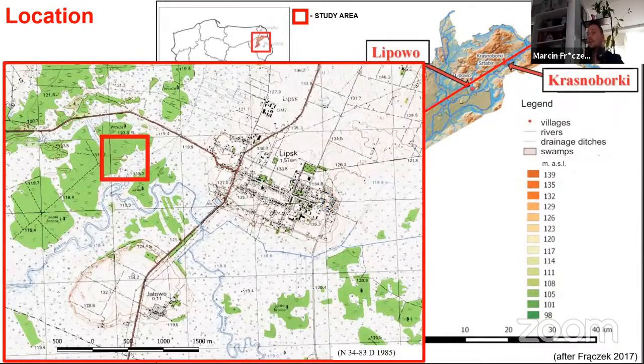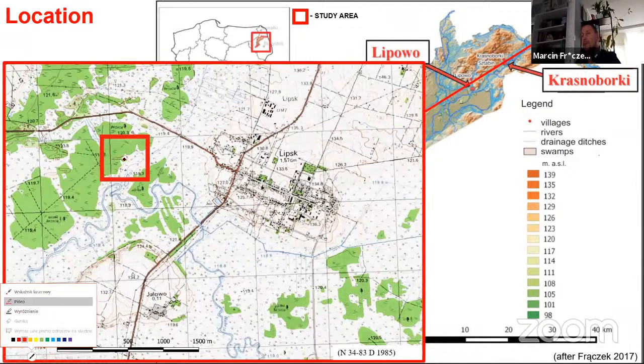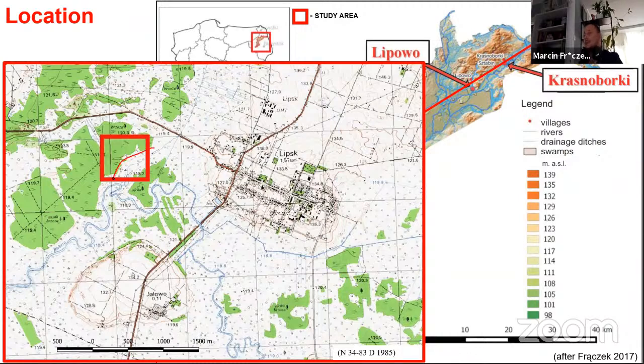When we have a look at the topographical map, we can see that we are dealing with a small elevation. We will have a look at it later and closely analyze it. But also we are in a forestry area, so it's not so easy to get to this area and do some research. And also it's important that we are in close vicinity of the present-day Biebrza River.